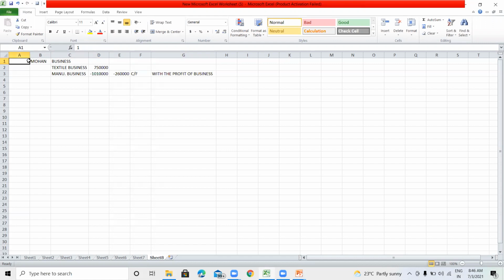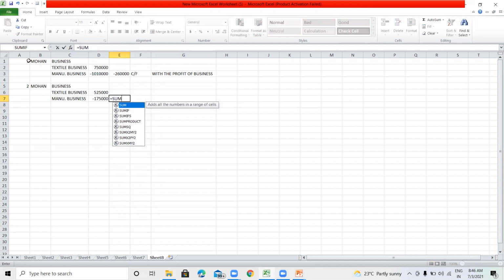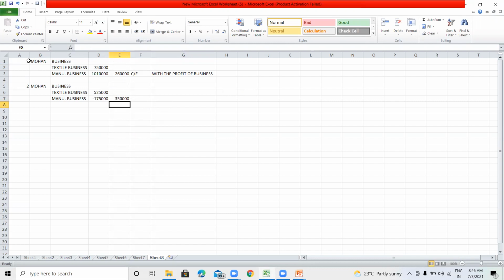In the same example, Mr. Mohan has the textile business and he has a profit of 5,25,000 rupees. He also has the manufacturing business, and there is a loss of rupees 1,75,000. Then in this situation, we can set off such amount of loss, 1,75,000 rupees, with the amount of profit. Means the taxable income will be 3,75,000 only. 3,75,000 will be considered as income of business, income of PGBP.